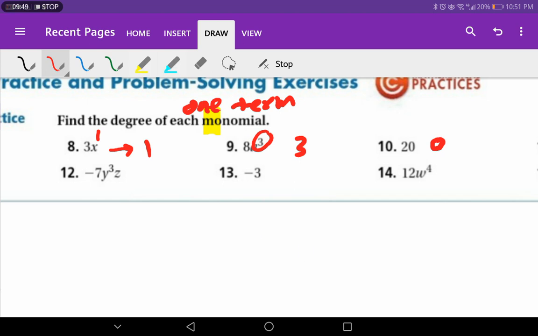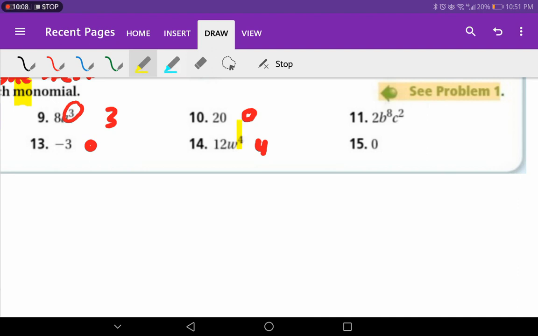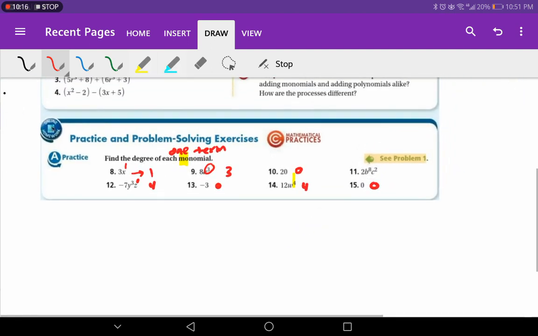Don't confuse. So here the y holds 3, the z holds 1, so 3 plus 1 equals 4, this is the degree of this monomial. Here 0 directly, here 4, okay, because the power is 4, and here is 0 without thinking, okay, because it is constant. Okay, so we finish the degree of the monomial.